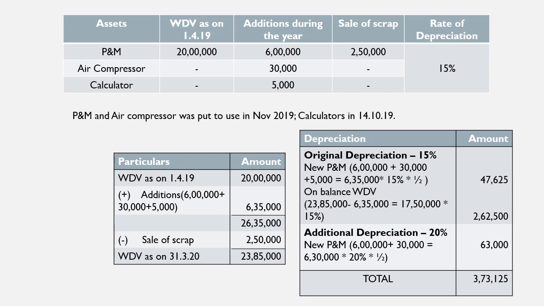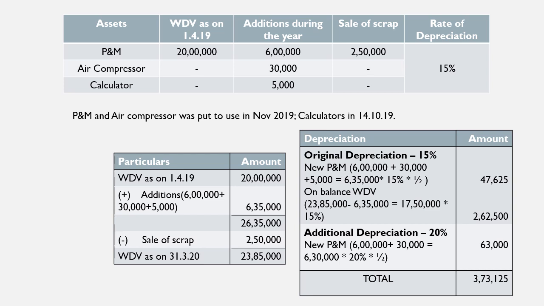So we leave 5,000 and then we calculate the additional depreciation only for the newly bought plant and machinery and the newly bought air compressor. Here again you need to consider the number of days. We already know that these two assets were bought and used only for a period less than 180 days. So half depreciation can be charged. So the additional depreciation will be 63,000, amounting to the total depreciation of 3,73,125.